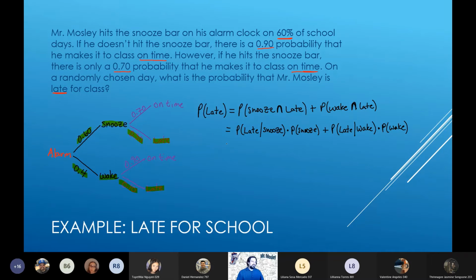Now, the probability that I am late, given that I hit snooze, is 0.3. Probability that I hit snooze, 0.6.